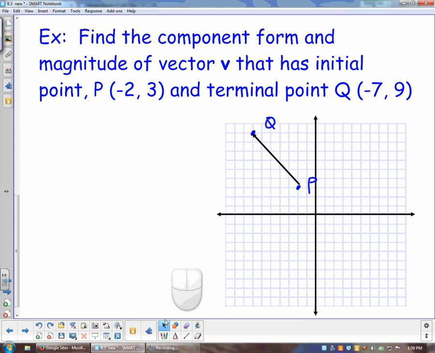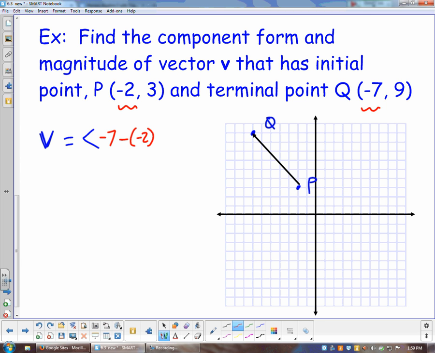At this point, if I want to write it in component form for vector v, making that boldface, I'm going to take the difference in the x coordinates. So negative 7 minus a negative 2, comma, and then I want the difference in the y coordinates. Again, terminal minus initial. So in this case, it's going to be 9 minus 3. So my vector v, boldface, is going to be negative 7 plus 2 is negative 5, and 9 minus 3 is 6.